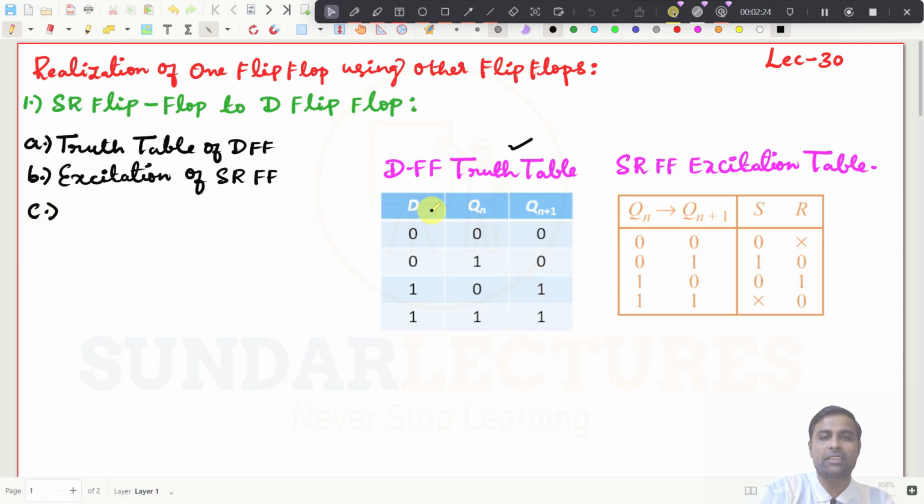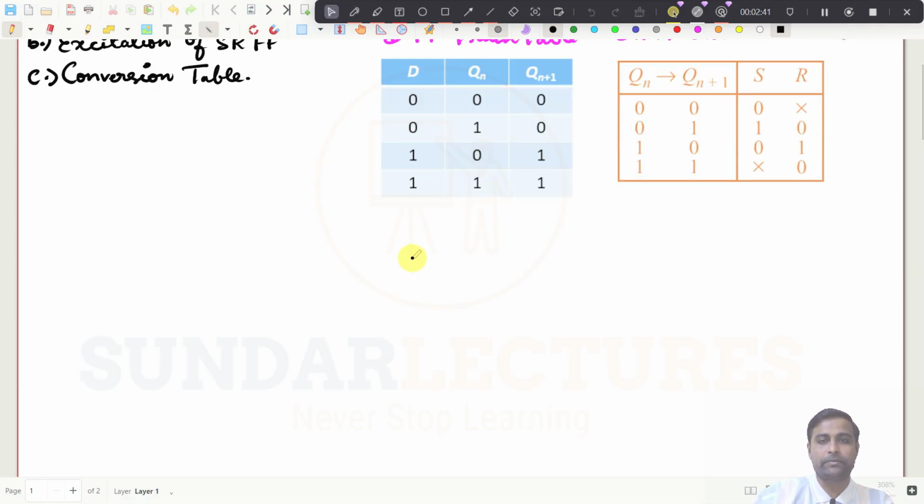Step number 3. The first 2 steps we have done here. We have just taken the truth table and the excitation table. Now this is the conversion table. This is the conversion table that we need to form by ourselves. Now let us form that conversion table. Maybe we will form the conversion table here, right? In this I will draw the diagram and I will show you, right?